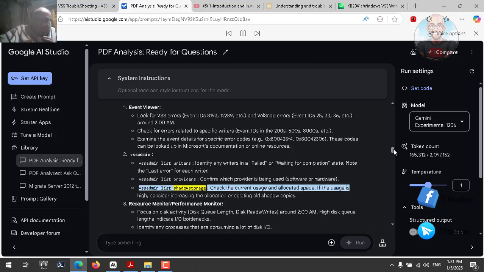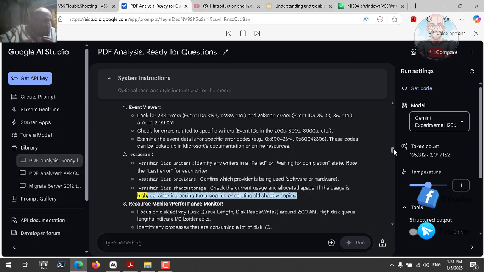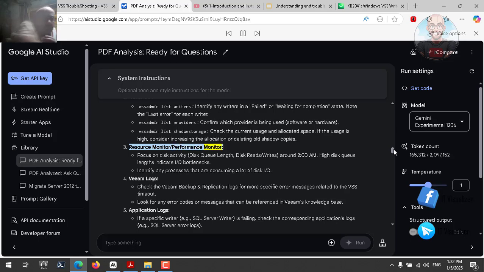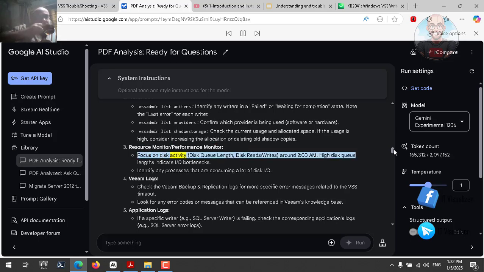sadmin list shadow storage. Check the current usage and allocated space. If the usage is high, consider increasing the allocation or deleting old shadow copies. Resource Monitor/Performance Monitor: focus on disk activity, disk queue length, and disk reads/writes around 2 a.m.